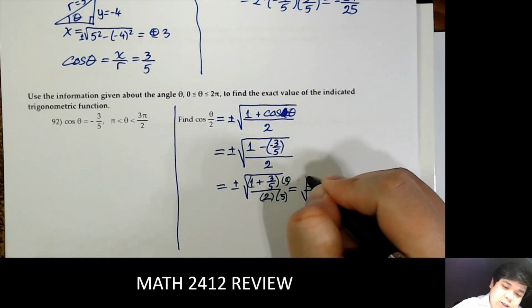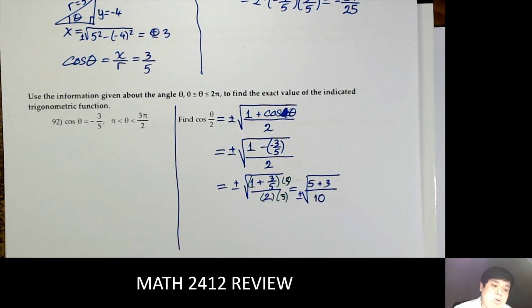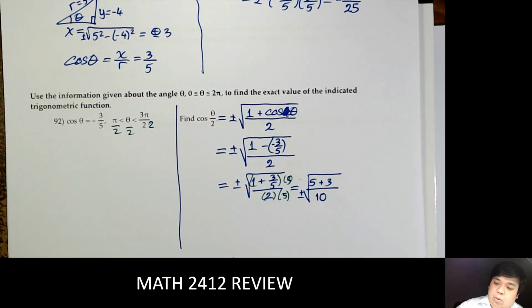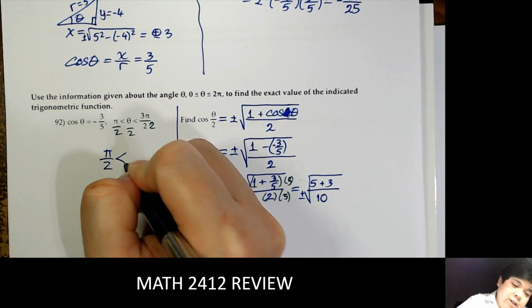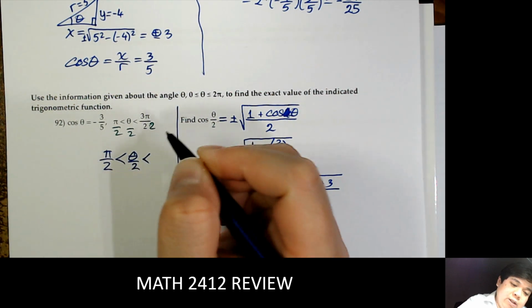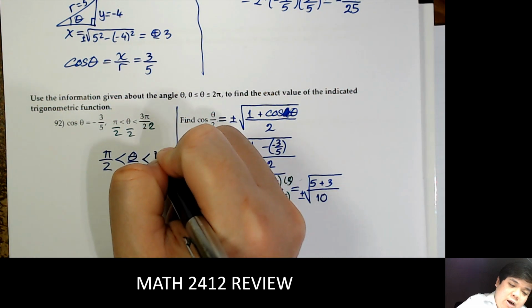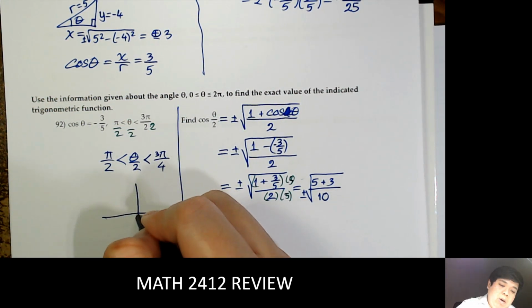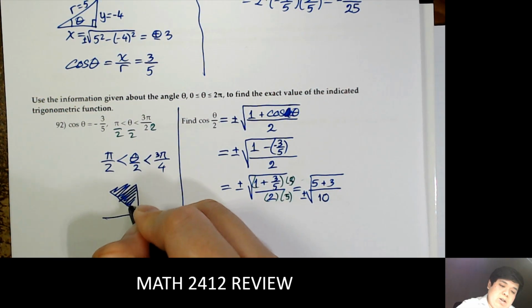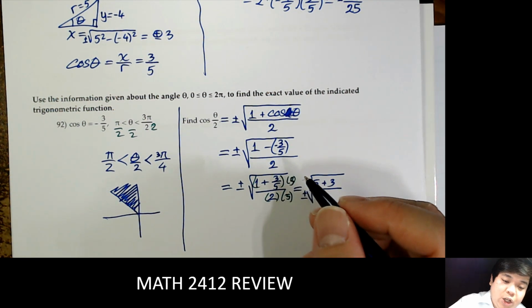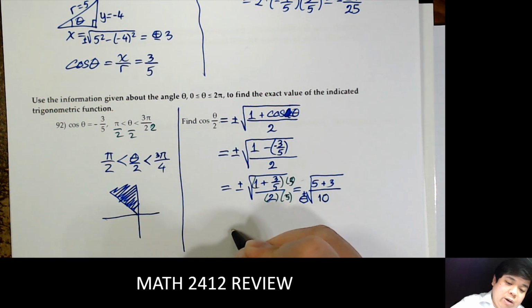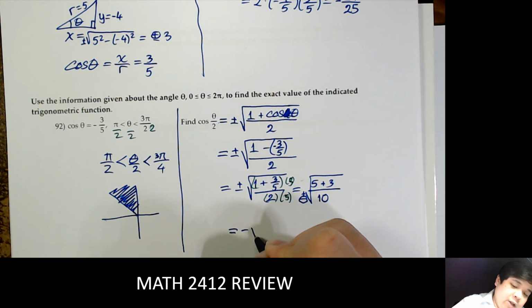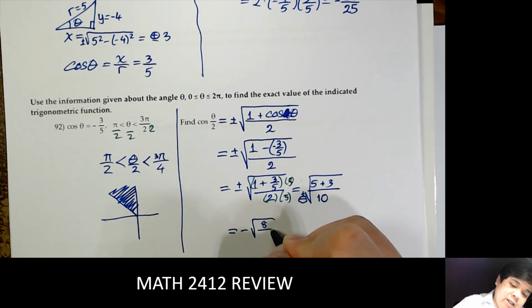We still have the square root and then plus or minus. We just still need to determine that. So divide by 2 everywhere. We should have pi over 2, theta over 2, and 3 pi over 4. Right, so from pi over 2 to 3 pi over 4, this is in quadrant 2. And in quadrant 2, cosine is negative. So we end up with negative square root of 8 over 10.